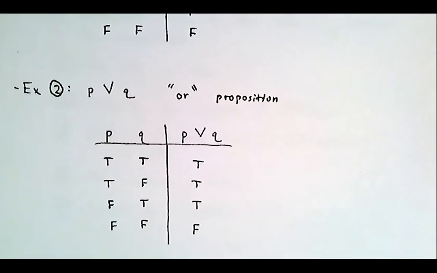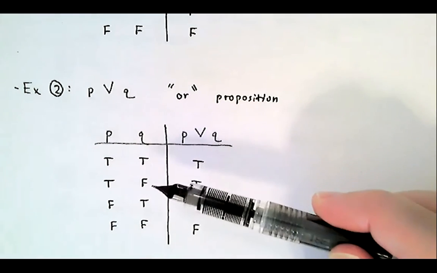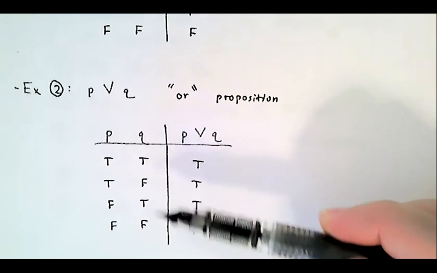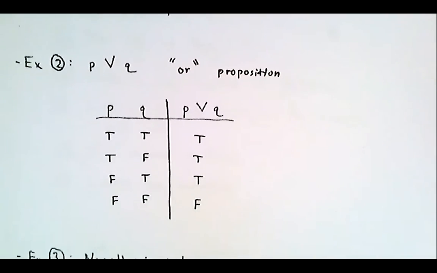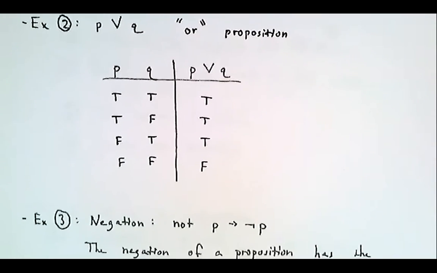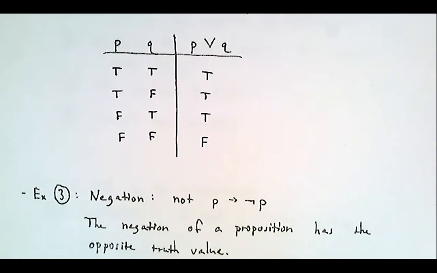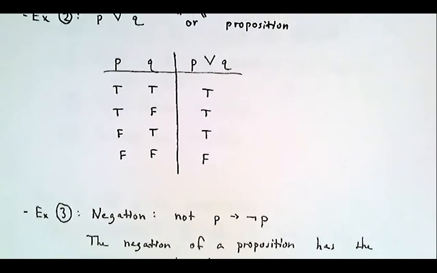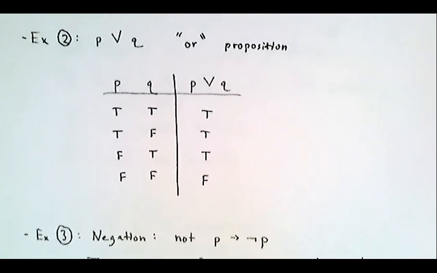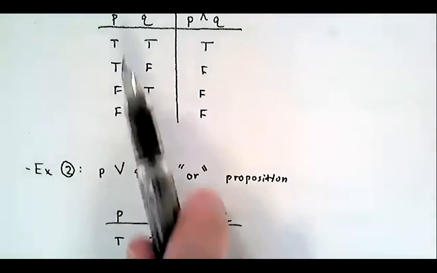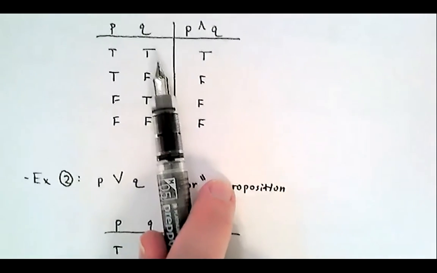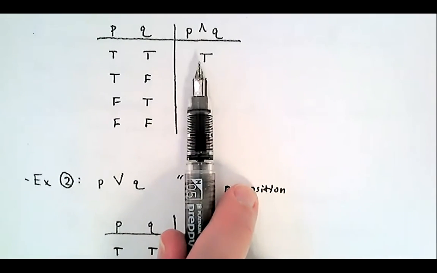Okay, so, right, because only one has to be true. So here we have 2, 1, and 1 trues, and then 0 trues. Yes, for the and statement, both have to be true. So that's why only the first line gives us a true in this truth table.